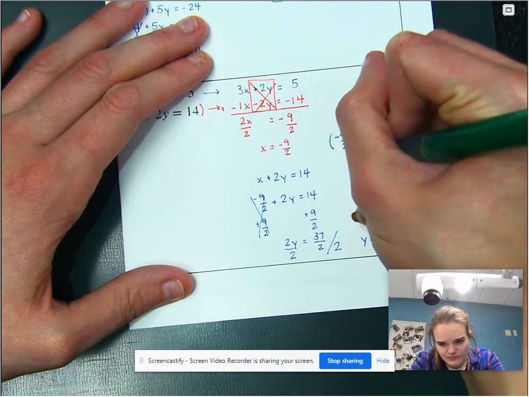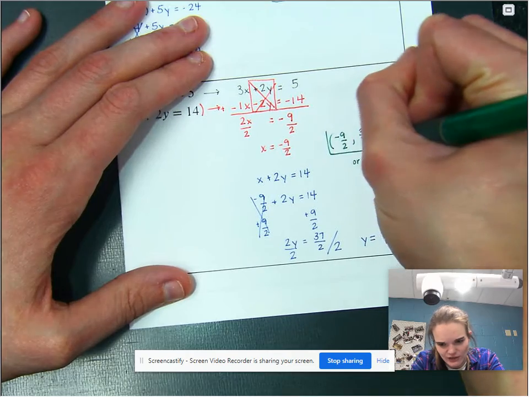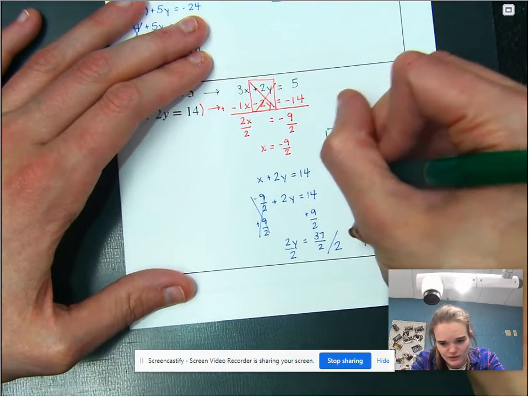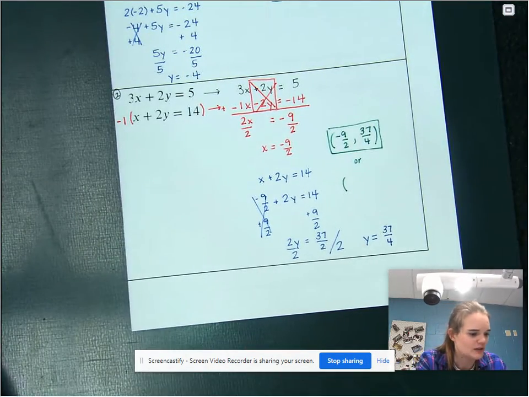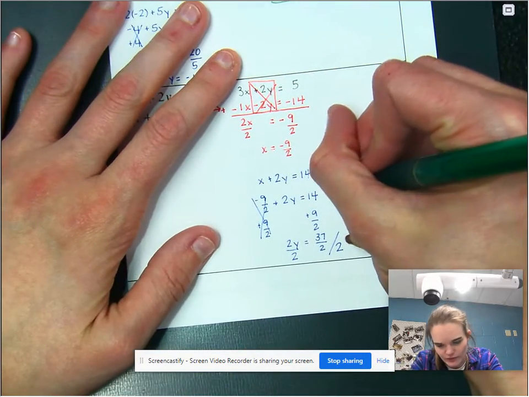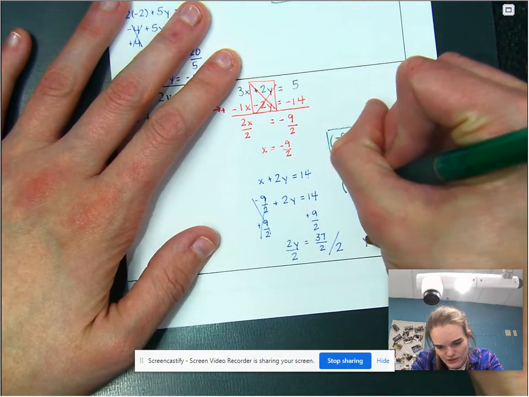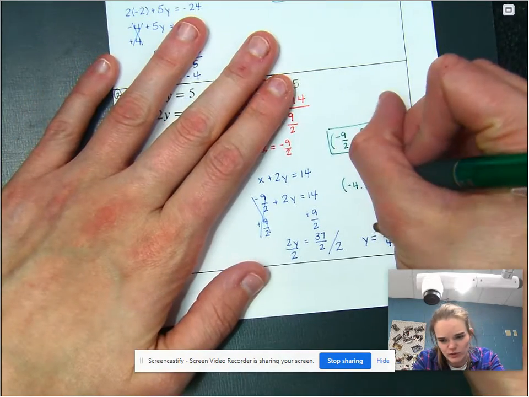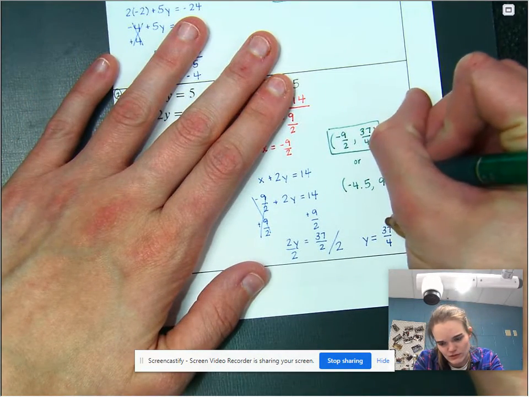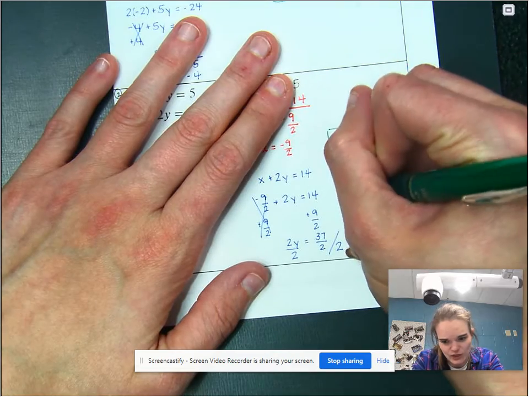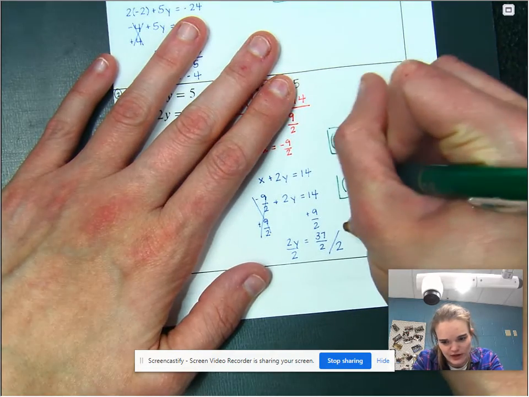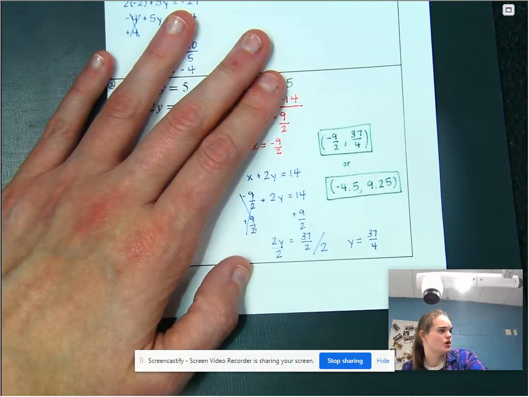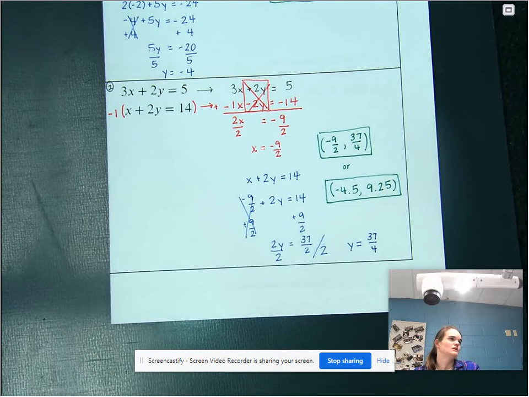If you would rather have it in a decimal, which is fine, you would have gotten negative 4.5, comma 9.25. That is fine as well. Just because you get a fraction or decimal does not mean it's wrong, so don't think it does.